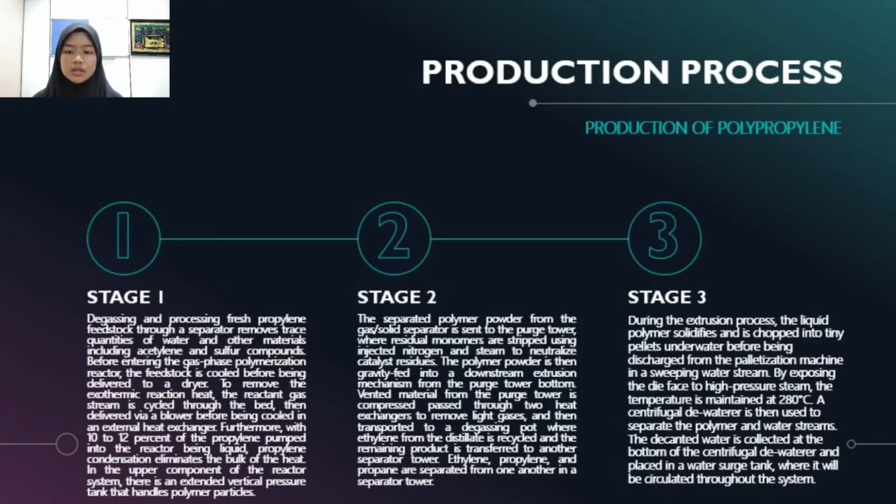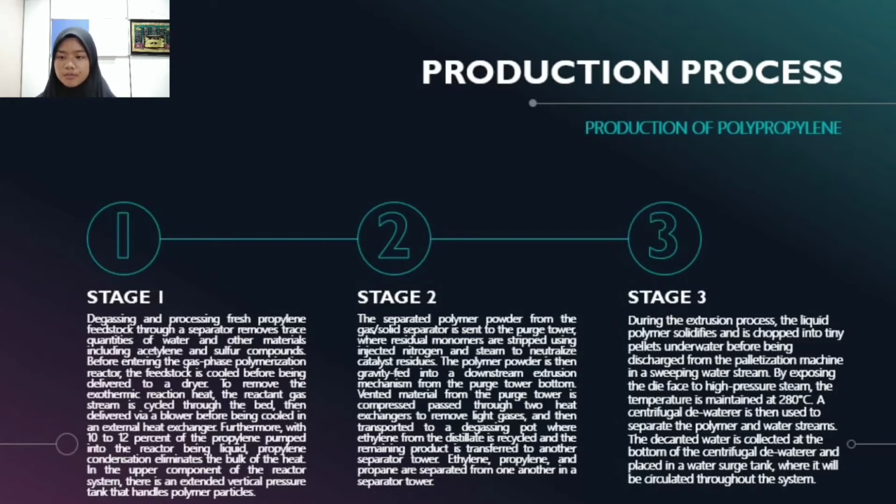Furthermore, 10 to 12% of the propylene pumped into the reactor is liquid. Propylene condensation eliminates the bulk of the heat. In the upper component of the reactor system, there is an extended vertical pressure tank that handles polymer particles.